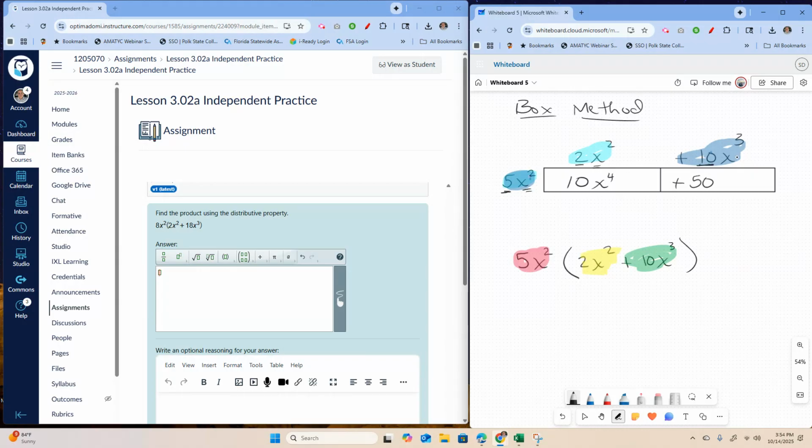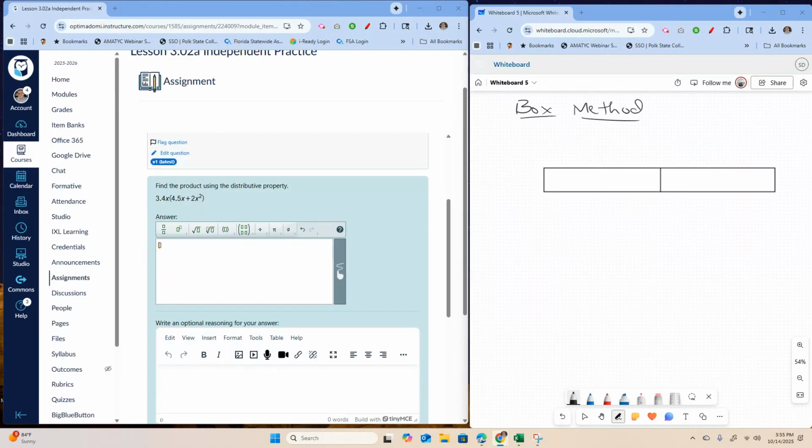And x squared times x to the third. When you're multiplying letters that are the same, you keep the letter, you add the exponent. So 2 plus 3 is 5. So what will be my answer of this? 10x to the fourth power plus 50x to the fifth power. And that's how you do problem number 3.